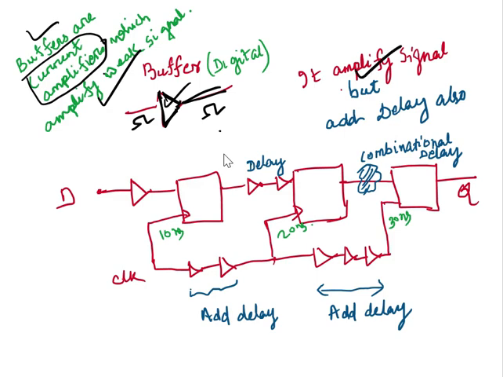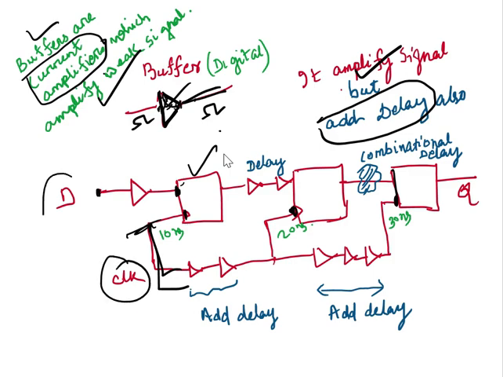So, no doubt it is amplifying the signal, but it is also adding delay, because propagation from input to output takes time. See, this is the input. This input has to reach the data input pin of this flip-flop. Then the clock has to reach here from the source, then the second flip-flop, then the third flip-flop. So the clock signals or the data signal become weak on their path to the input pins of the flip-flops. So we need to amplify those signals, and this is the reason why we use a buffer.